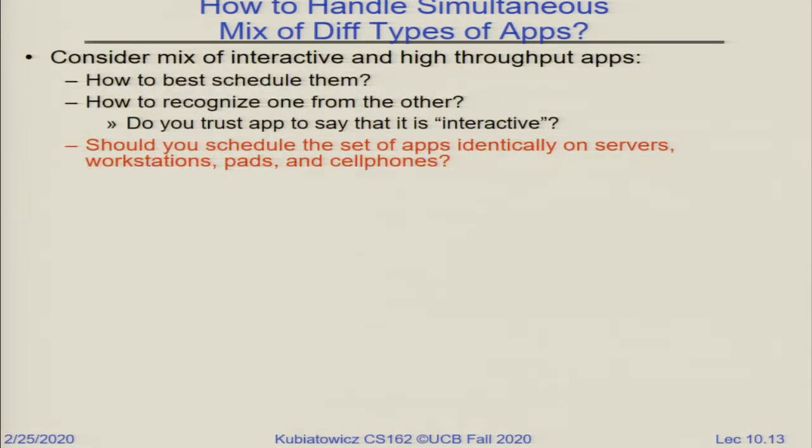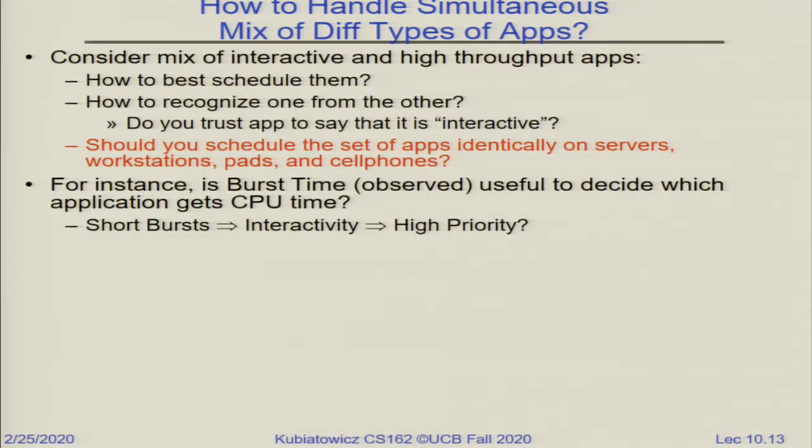And the other question that's interesting is, does the same scheduling heuristic make sense on clouds and phones? Probably not, because the mix of usage is a little different, right? In the cloud, you've got these big jobs that run for a long time. In the phone, you've got these short interactive jobs. So maybe you're actually going to run a different scheduler in those environments, okay? So for instance, is observed burst time useful to decide which application gets CPU time? Short bursts means interactivity, maybe high priority. Okay, let's talk about predicting the future here.